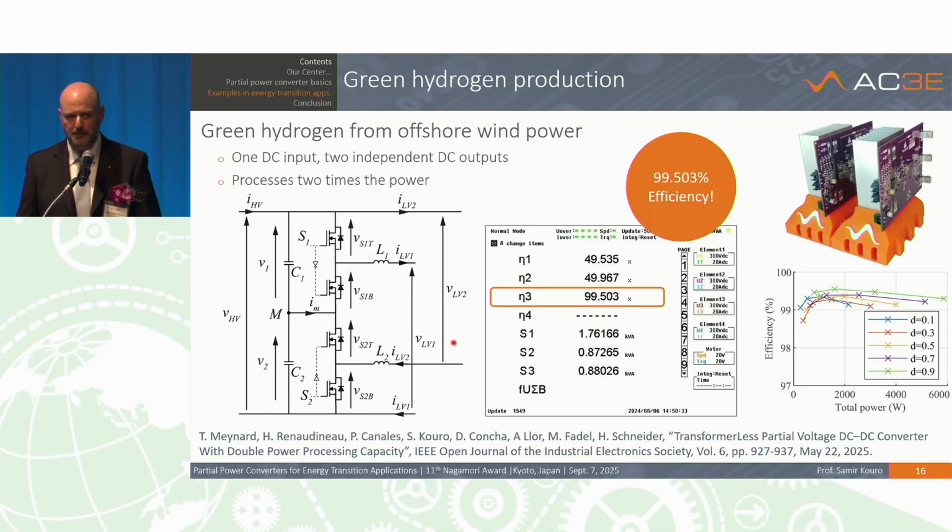This is one of the topologies that we have patented and that we worked in this project. And here we can connect two separate electrolyzers, one here and one here, to a single DC input of the DC bus of the wind power farm after the rectification stage. And we achieved 99.5% efficiency. Here you can see that over the whole operating range, efficiencies are way above 99%.